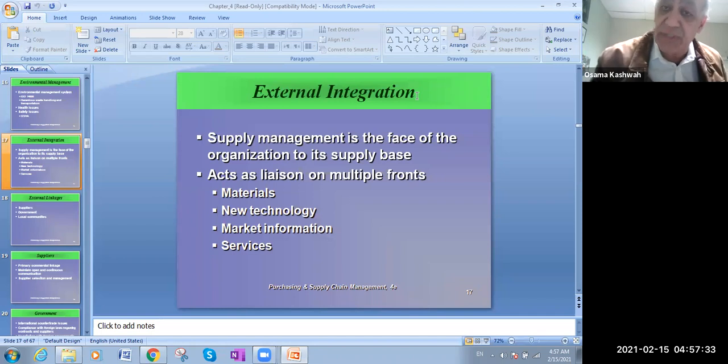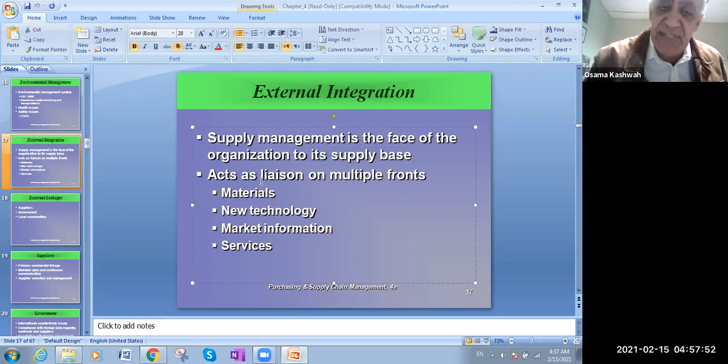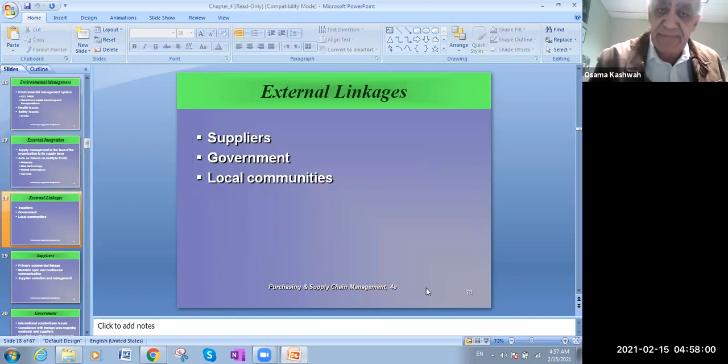We have also external integration, which is where you deal with the outers, the outside of your organization. Your externals means all the stakeholders surrounding you. Supply management, in the face of the organization and its supply base, acts as a liaison on multiple fronts, using the materials, new technology, market information, and services.